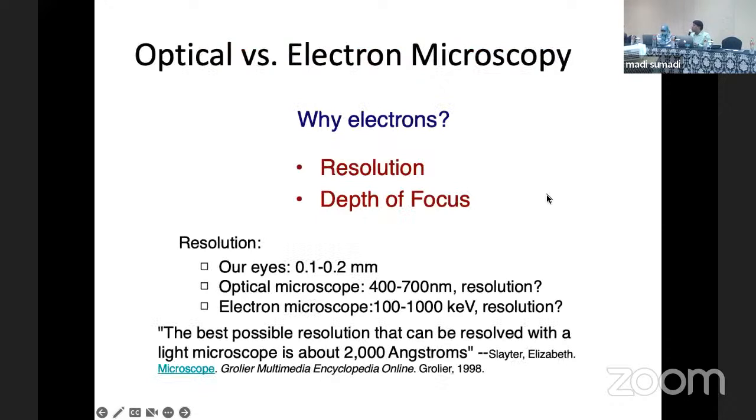The trade-off between optical and electron microscopy is actually two things. We also need to use electrons because that gives a big resolution and also depth of focus. These are the technical terms, and if you're aware, it's very easy to understand. But if you're not aware, a few brief examples are there.